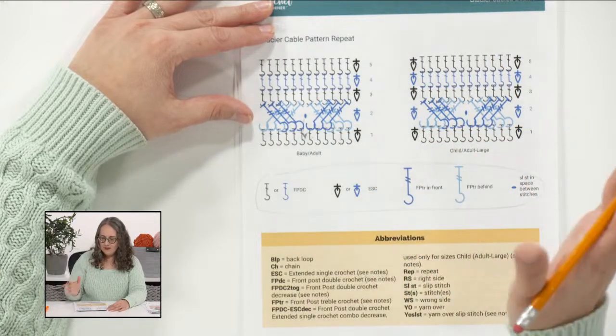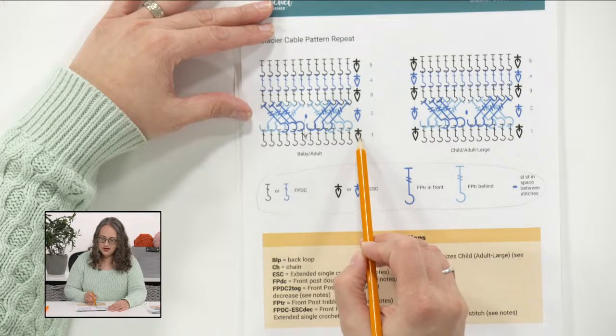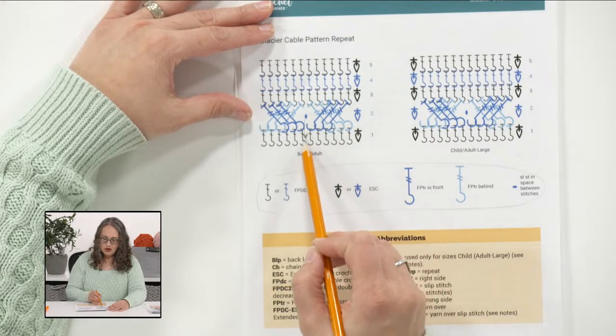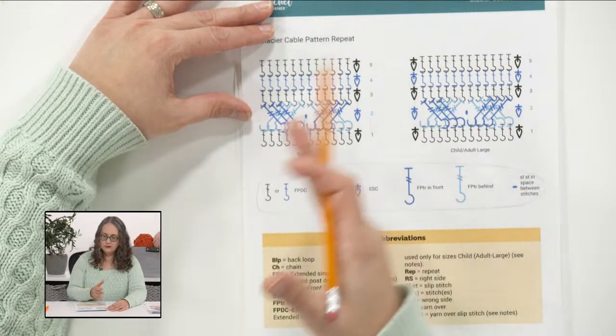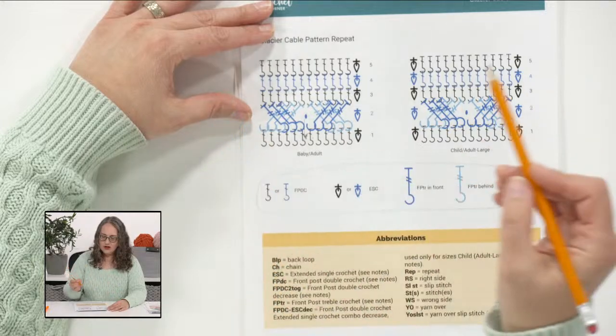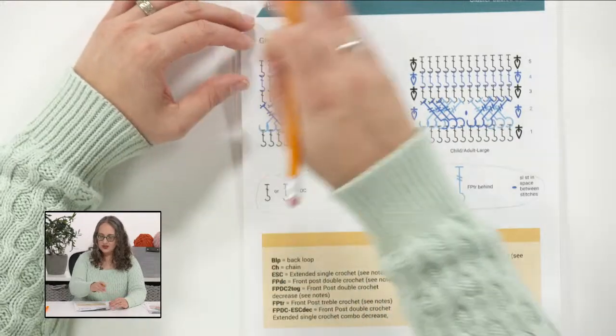So for example, I'm right-handed. This chart is made for a right-handed crocheter. You would start on this side, work an extended single crochet, then you would work all these front post double crochets across. Because this is worked in the round, we're going to come back here. So we're going to work that and then repeat that section all the way around the hat.